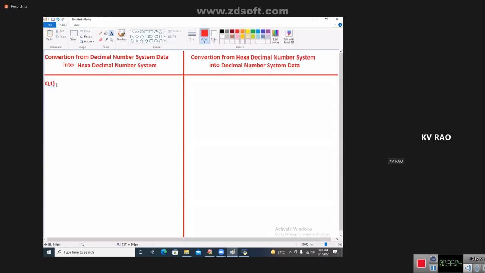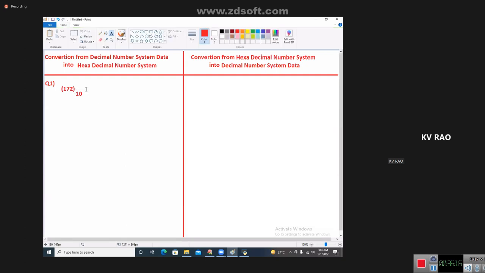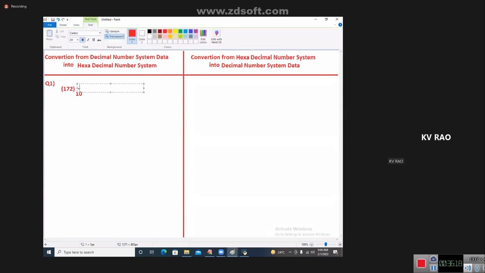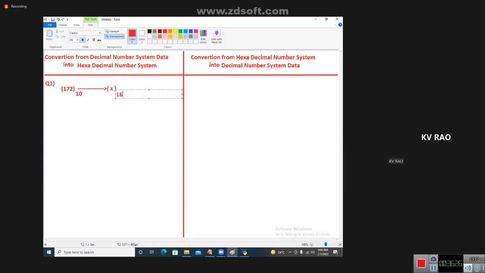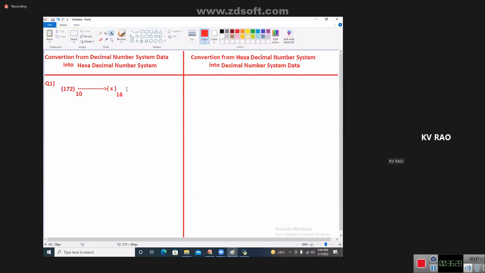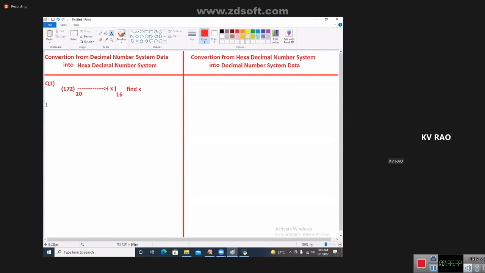Q1. What is Q1? Convert. That is nothing but a direct question I will give you. 172, which is called a decimal number system. We would like to convert it into base 16, where x is converted into 16. Find x. What is this x now?